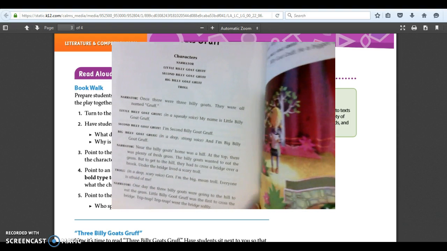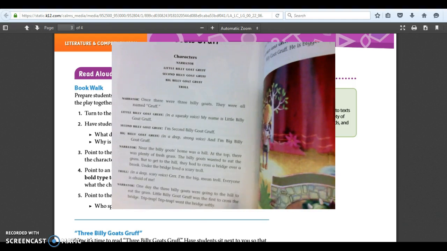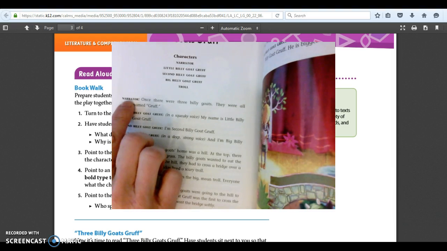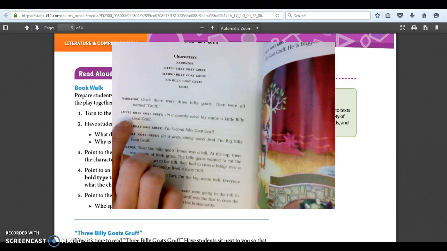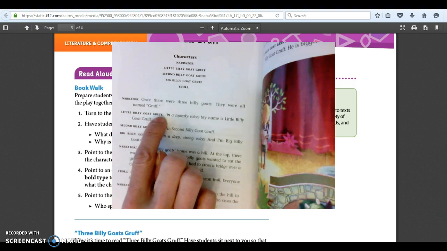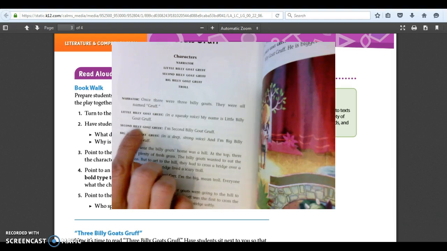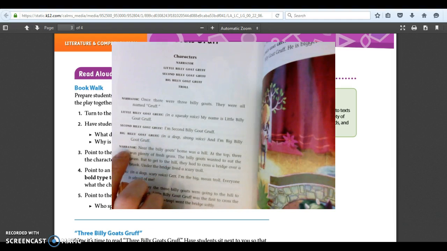The word troll is in big, bold letters. Tell your learning coach, why do you think that word is in big, bold letters? I see the narrator is in big, bold letters. Little Billy Goat Gruff is in big, bold letters. Second Billy Goat Gruff. There's narrator again in the bold letters.